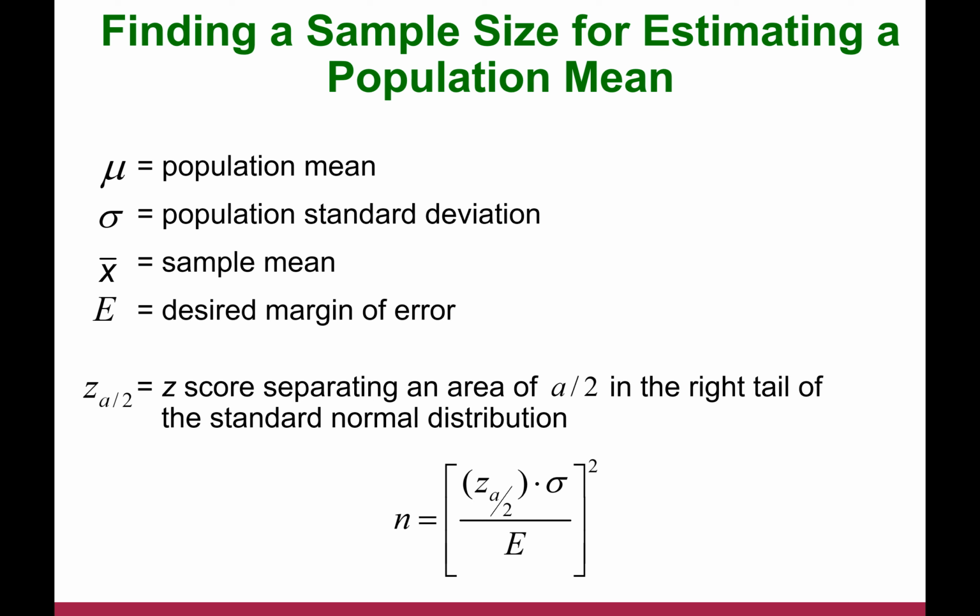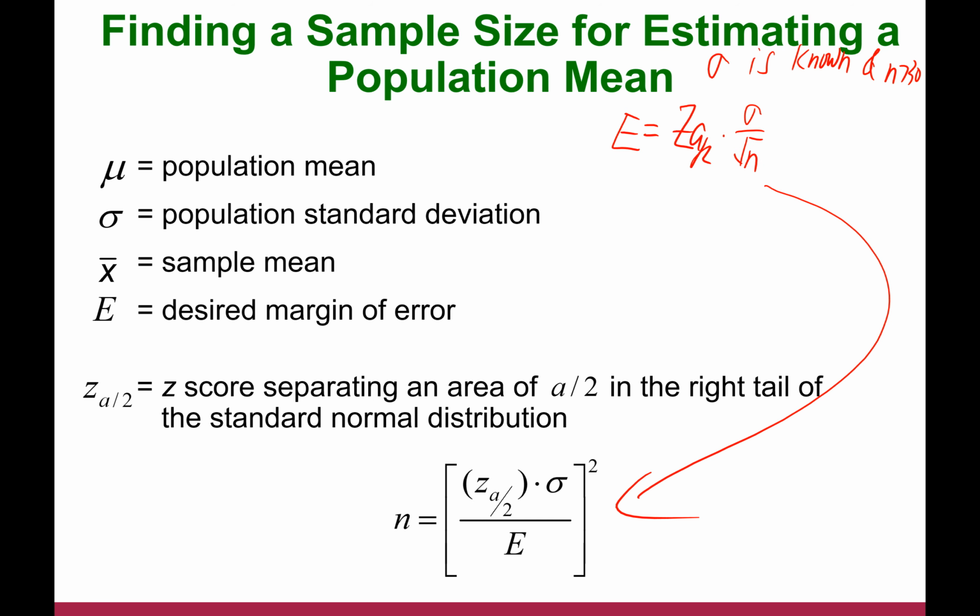Now, find the sample size for estimating the population mean mu. This comes from the margin of error formula of z alpha over 2 when sigma is known. When sigma is known and the sample size is greater than 30, we use the critical z-score. And from this formula, we can come up with a sample size.